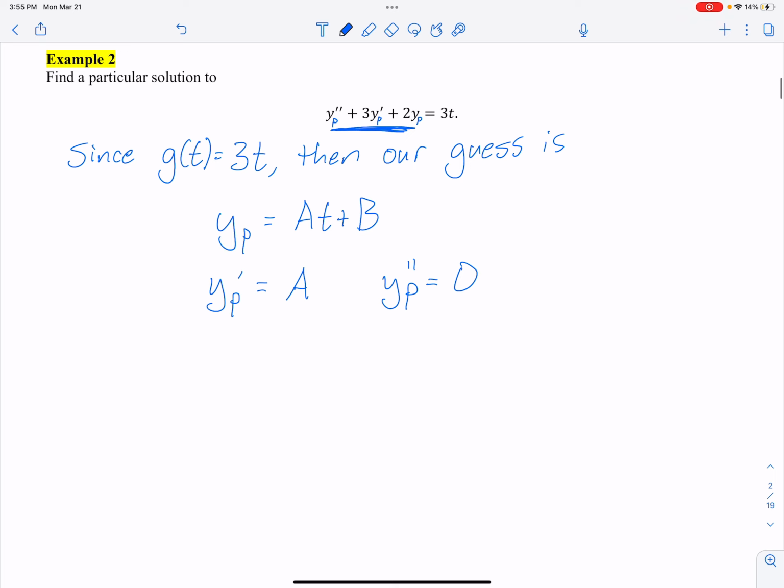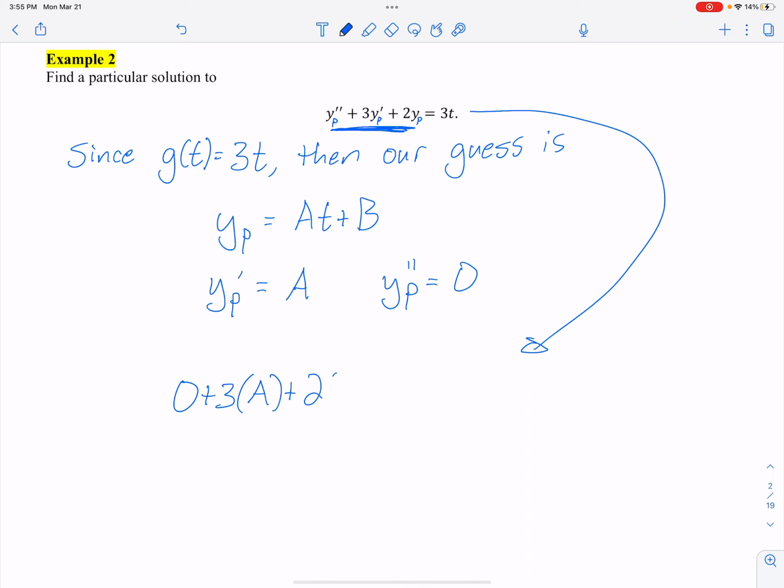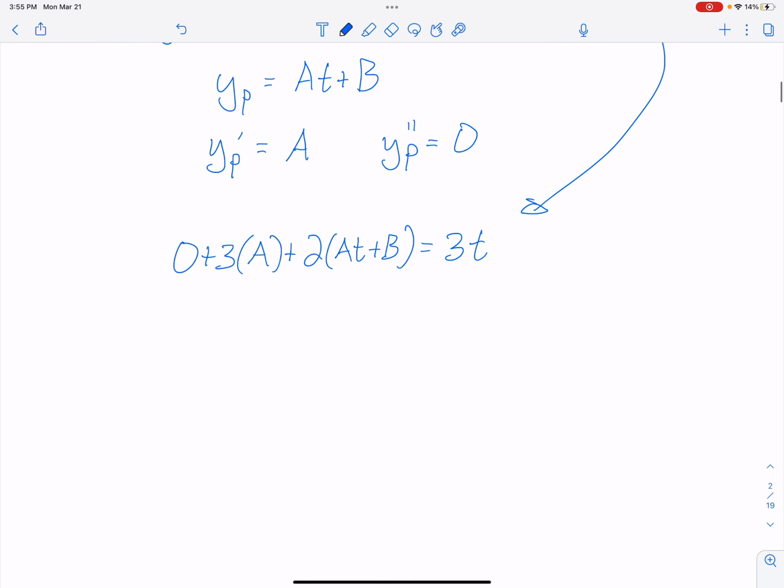Now I plug everything in. My second derivative is 0, plus 3 times my first derivative, which is a, plus 2 times my function, which is at plus b. And we want that to work out where we get 3t. I do all my distributing: 3a plus 2at plus 2b equals 3t.